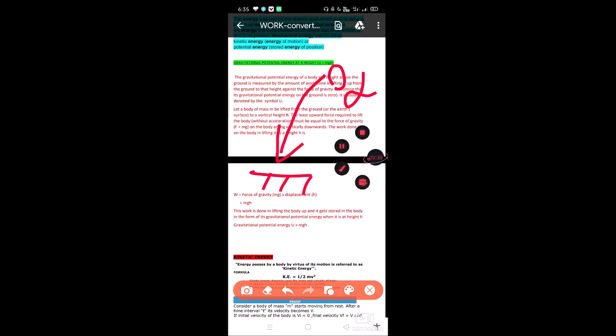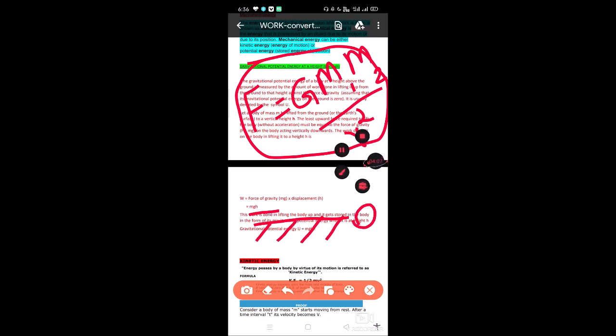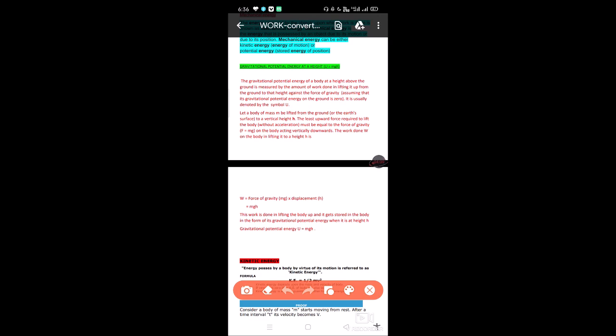And here you use the expression F is equal to G m1 m2 divided by r square. But now you don't need to bother about this equation. You will study it in the higher class. Now we need the equation potential energy equal to mgh, and here we have taken the reference frame, that is the ground level, as 0 potential energy, and we get the expression: gravitational potential energy U is equal to mgh.